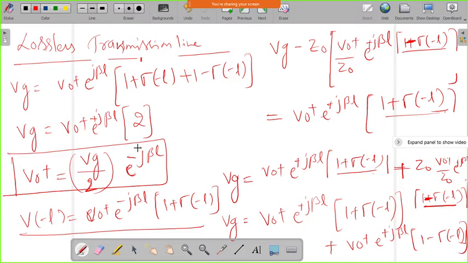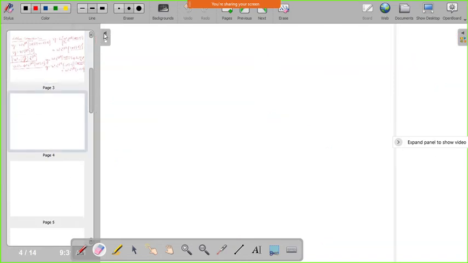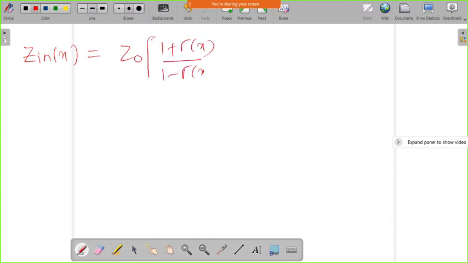So now if I want to find out the input impedance at the input side of the transmission line, that we know from the equation V of x and I of x, that is Z in of x, which we can define as Z naught into (1 plus gamma of x) divided by (1 minus gamma of x). So that we know earlier.